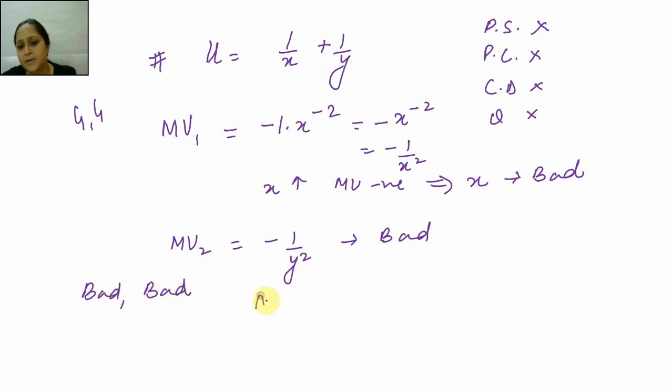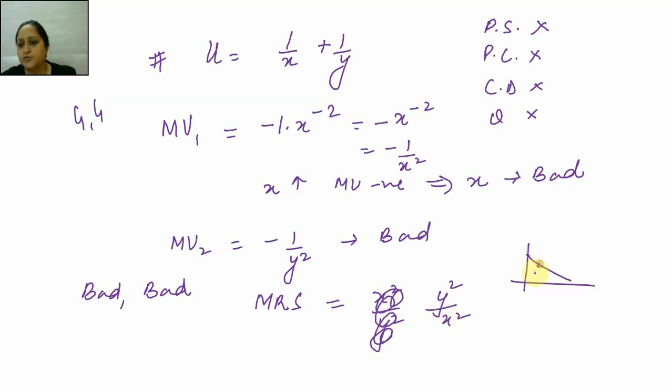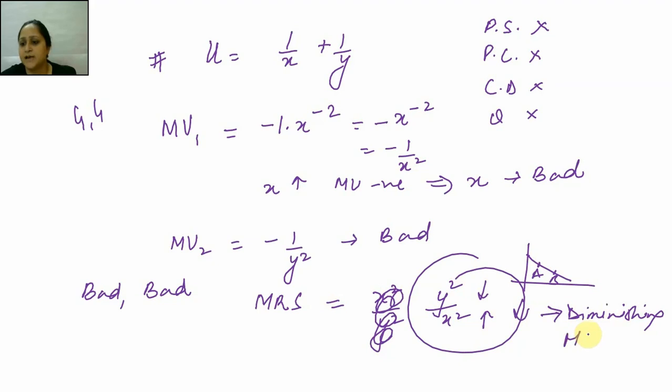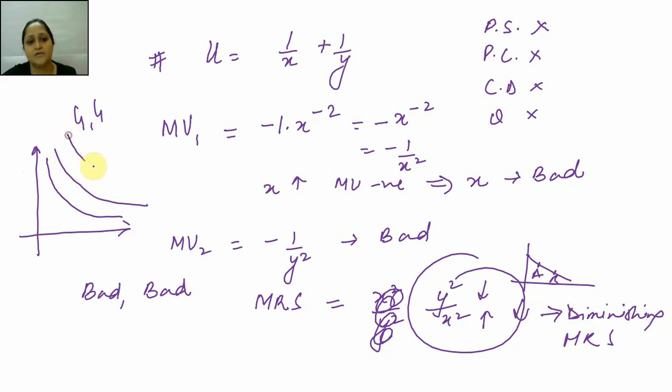So what will we do for that? We know it is a negatively sloping curve. We don't know whether it's concave or convex, so we will find the MRS. MRS is nothing but x square by y square. Sorry, y square by x square. When you move from point A to point B, x rises, y falls, and the whole thing is falling. I have a diminishing MRS. The moment I know I have a diminishing MRS, I know my curve is concave, right? No, convex, you're right. If I have a diminishing MRS, my curve is convex. So this is my convex IC.